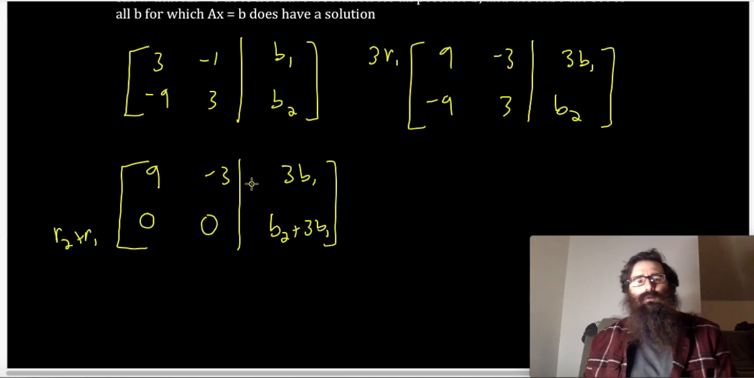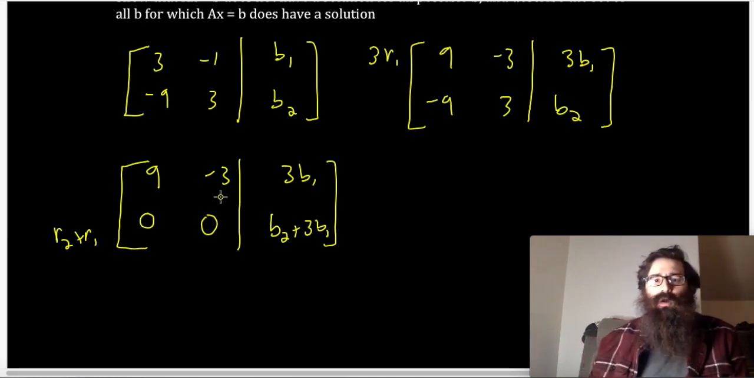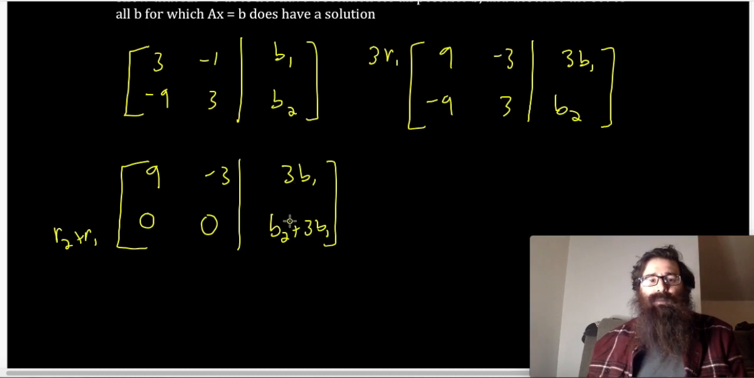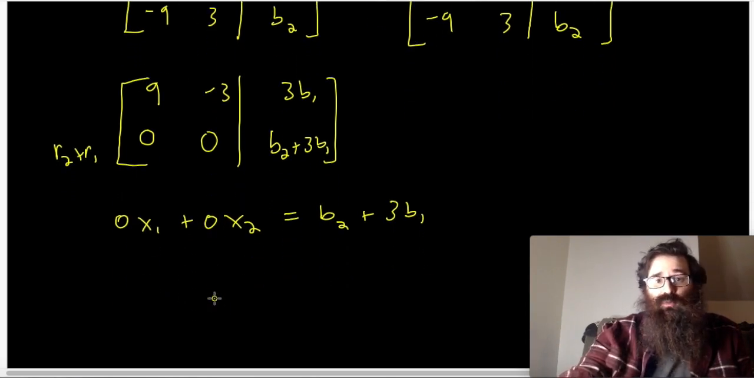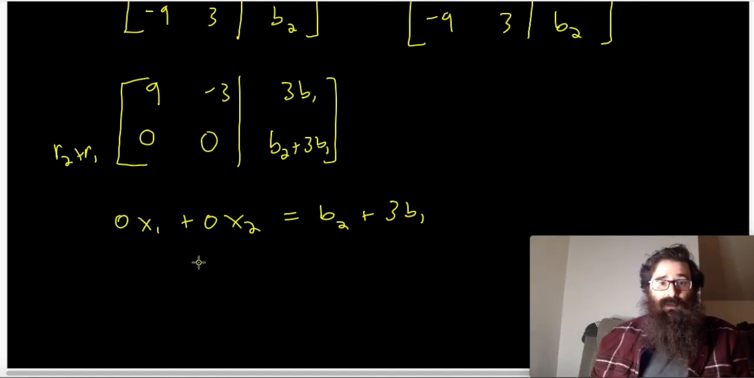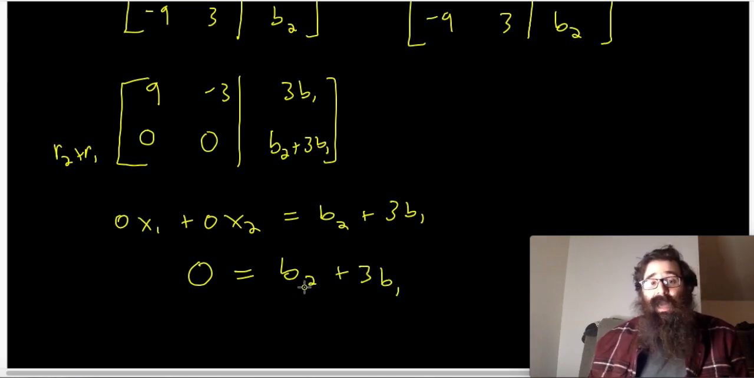But now, I could scale back down row 1, I could go crazy scaling everything. But right now, I can actually see what a potential issue could be. This second row, if I think about what it says, when I write everything out, it would say 0 times x sub 1 plus 0 times x sub 2 is equal to b sub 2 plus 3 times b sub 1. Okay, well 0 times x sub 1 and 0 times x sub 2 is just 0, and 0 plus 0 is 0. So this is really saying that 0 would be equal to b sub 2 plus 3 times b sub 1. And this isn't going to work for just any value, right?